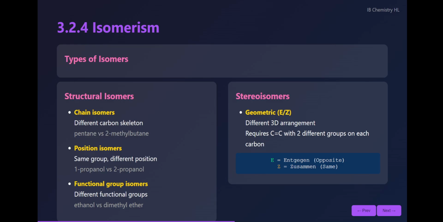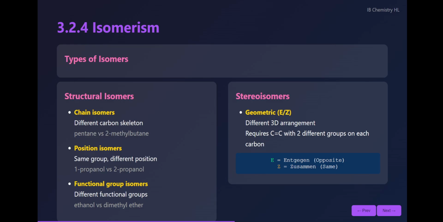Isomers are compounds with the same molecular formula but different structures. We have structural isomers, different arrangements of atoms. Chain isomers have different carbon skeletons, like pentane versus 2-methylbutane. Position isomers have the same functional group in a different position, like 1-propanol versus 2-propanol. Functional group isomers have different functional groups, like ethanol versus dimethyl ether, both C2H6O.